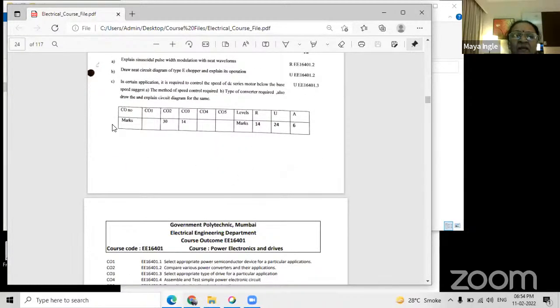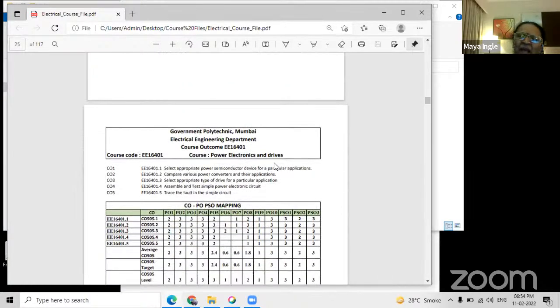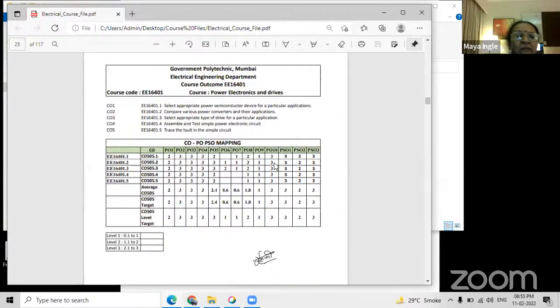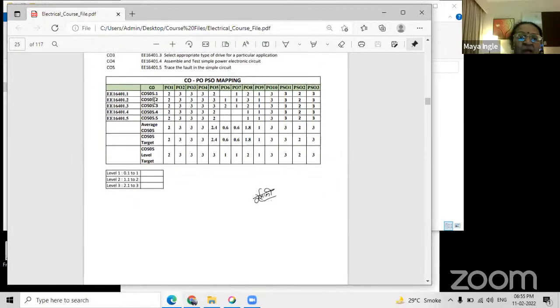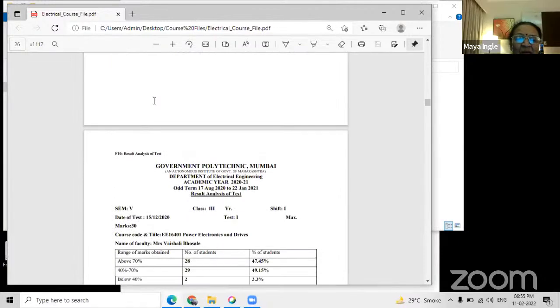And see, it is written here that marks CO2 30, CO3 14, with levels R, U, A. Everybody has their own notion, so maybe simple, hard, medium, something like this. Then next is the course outcome. After that, it becomes possible for us to calculate this particular assessment related to the course outcomes with the help of this matrix.